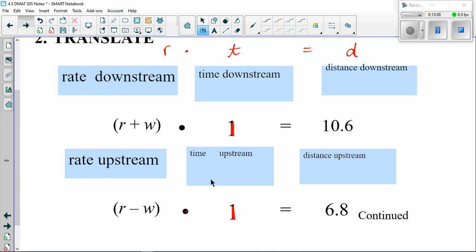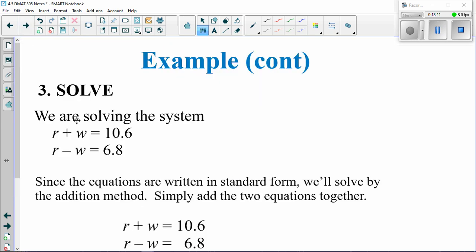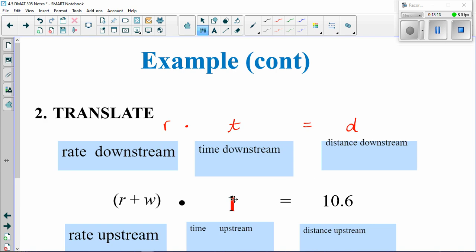So now let's look at what that looks like. So R plus W, because when you multiply by 1, nothing happened. Now if he had gone 2 hours, then you would have had to distribute the 2. So let's look at it like this. 1 times R plus W equals 10.6, so R plus W is 10.6.